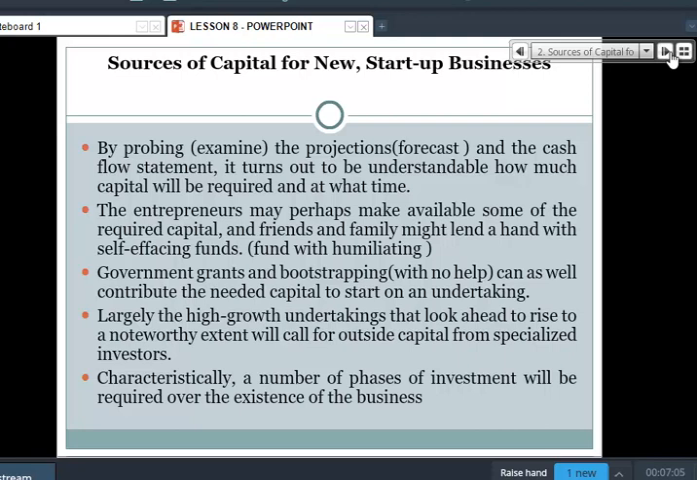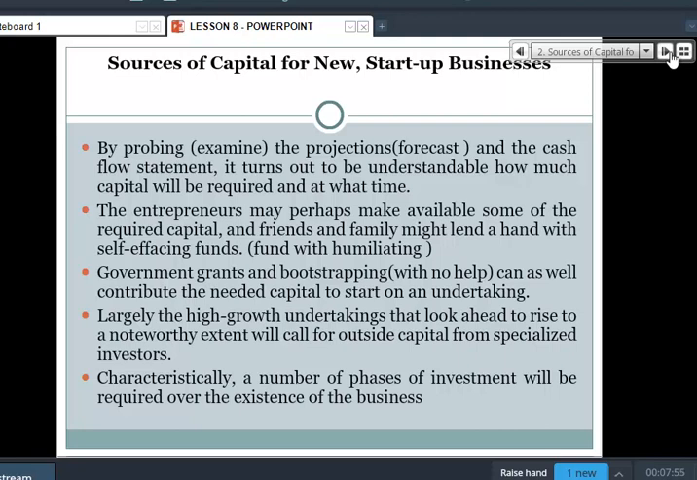The entrepreneur can sometimes go to the bank and ask for a loan. This loan can be granted based on some documentation. But the entrepreneur also needs to put in some funds and a down payment, and there will be a deduction also. It's a long procedure, and some scholars prohibit taking a loan from the bank. So the government can grant, and bootstrapping without help can also contribute to the needed capital to start the undertaking.